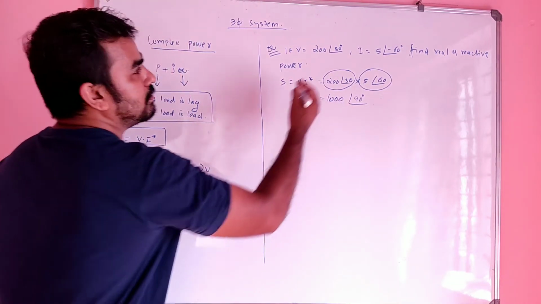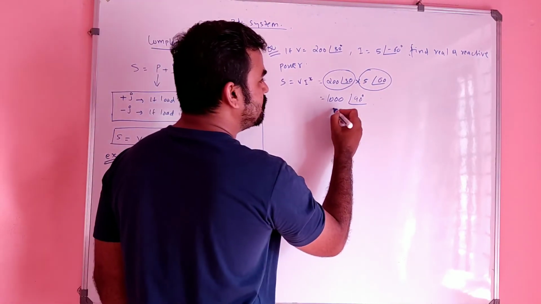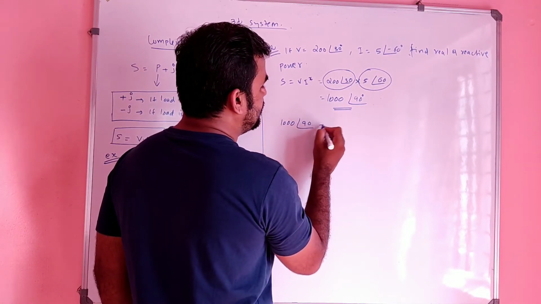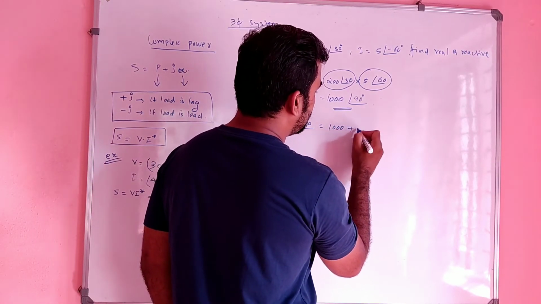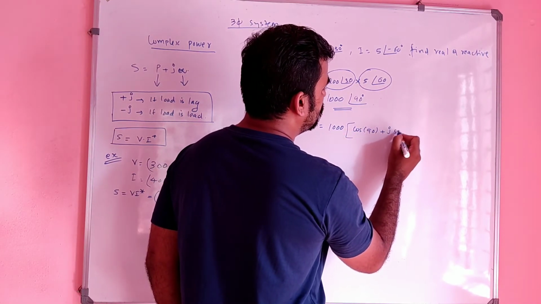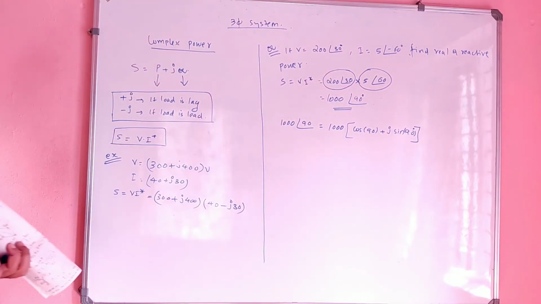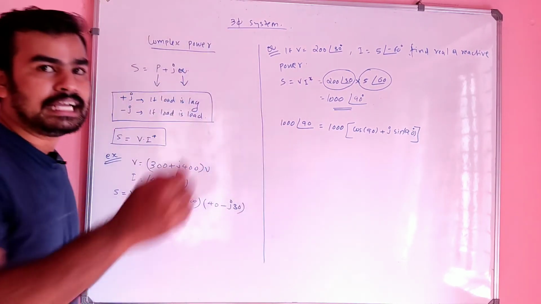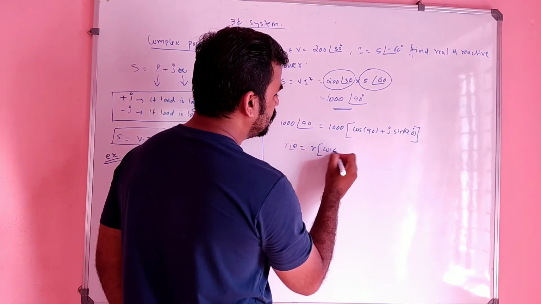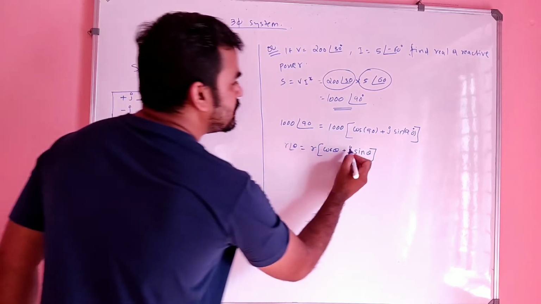Our aim is to find real and reactive power. From this form, knowing real and reactive power is very difficult, so you have to convert this into another form. 1000 angle 90 I can write as 1000 into cos 90 plus J into sin 90. Correct or wrong? This is the general representation: R angle theta is nothing but R into cos theta plus J into sin theta. I already told you, the same is applied here also.